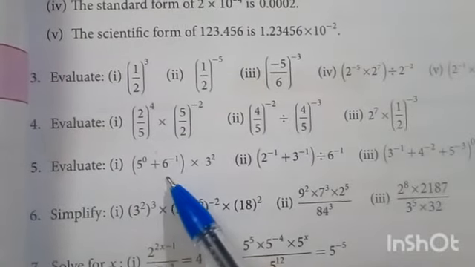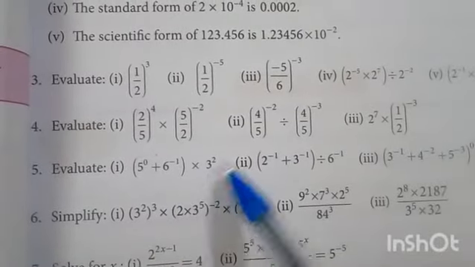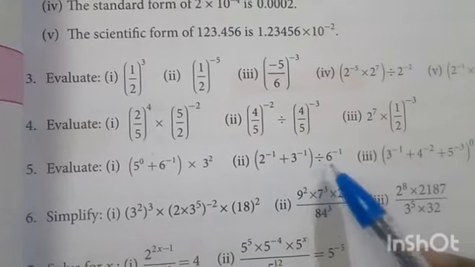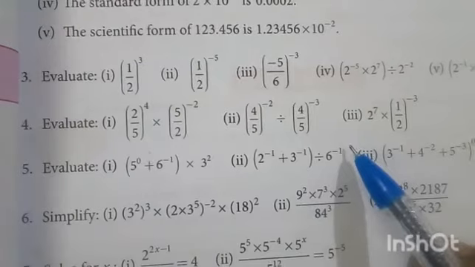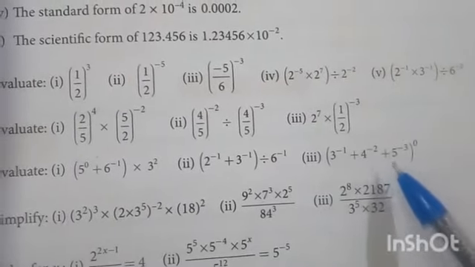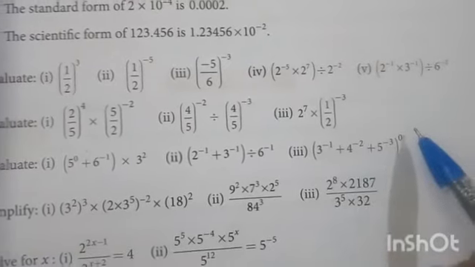Fifth problem, first problem: 5^0 plus 6^-1 into 3 square. Second problem, 2^-1 plus 3^-1 divided by 6^-1. Third problem, (3^-1 plus 4^-2 plus 5^-3) whole power 0.